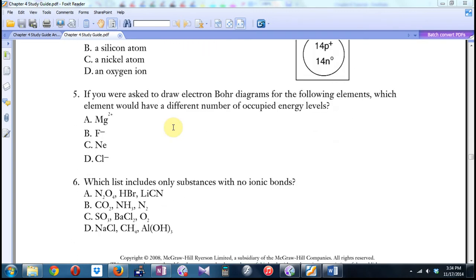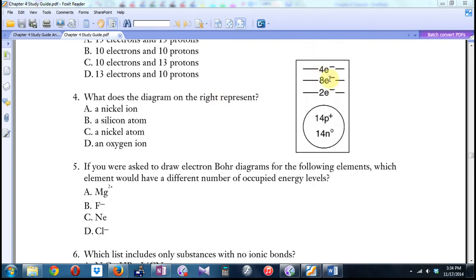A little bit on Bohr diagrams. This is a kind of funky way of doing a Bohr diagram. It says, what does this represent? How many protons does this have? So what element must it be? Is silicon element 14? Okay. Now, how many electrons does it have? They could have changed the number of electrons and actually given me a silicon ion to pick from here as well. They didn't, but they could have.